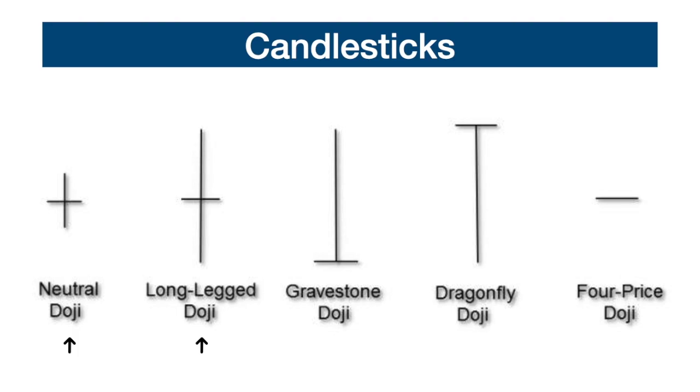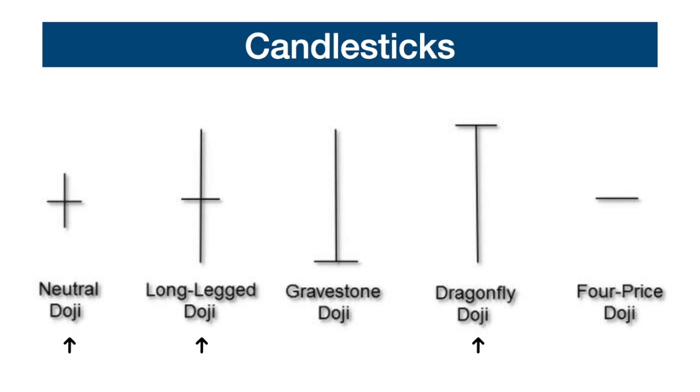This doji represents a balance between buyers and sellers, and if found near resistance or support levels, it could indicate a potential reversal. The dragonfly doji has a long lower shadow, and indicates that sellers moved the prices lower during the session, and by the end, buyers pushed price back up to the opening price. It has a very small or even absent upper shadow.